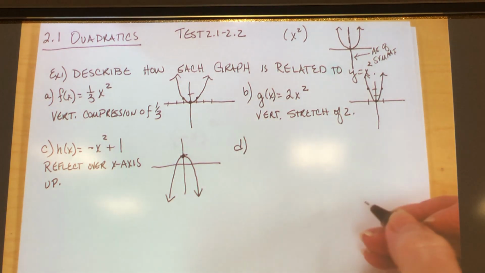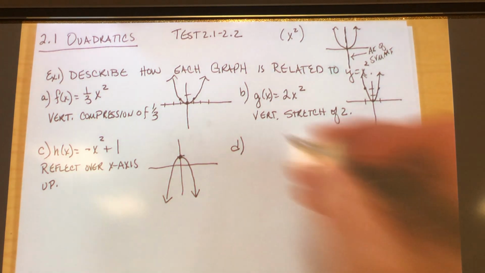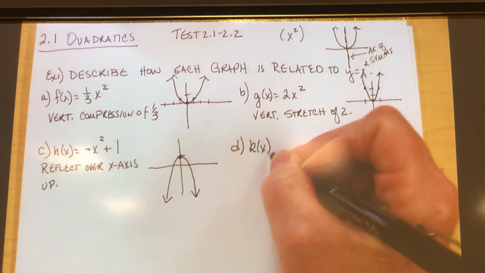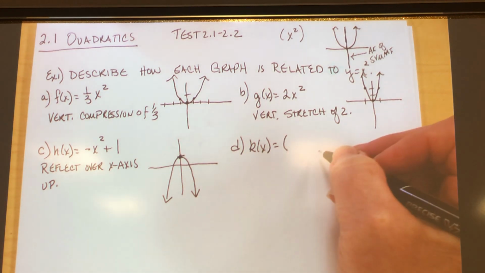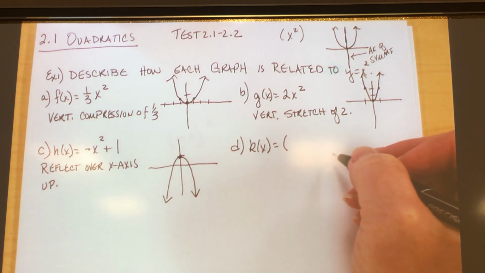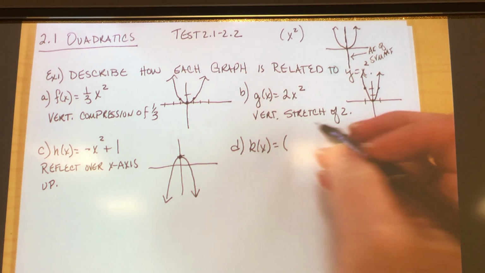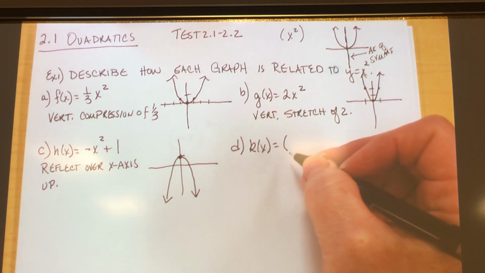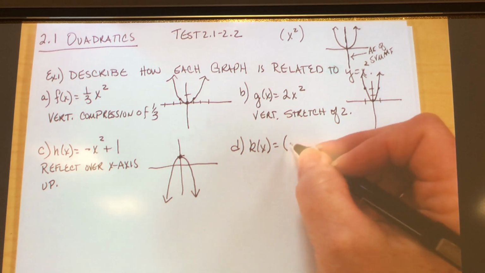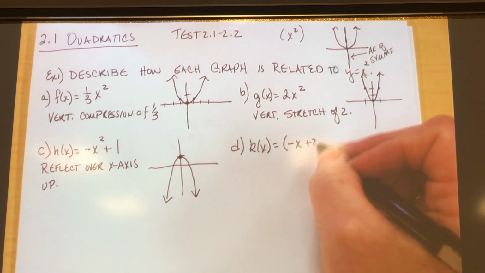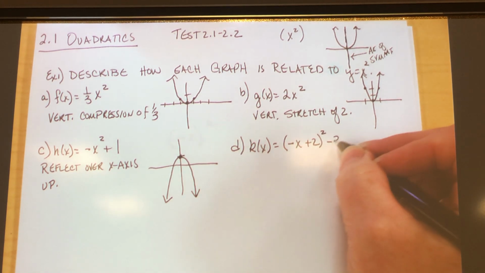D. I didn't say it. k of x. What goes in front of k? D. Okay, I knew you were thinking that. Open up the parentheses, negative x plus 2, quantity squared, minus 3.